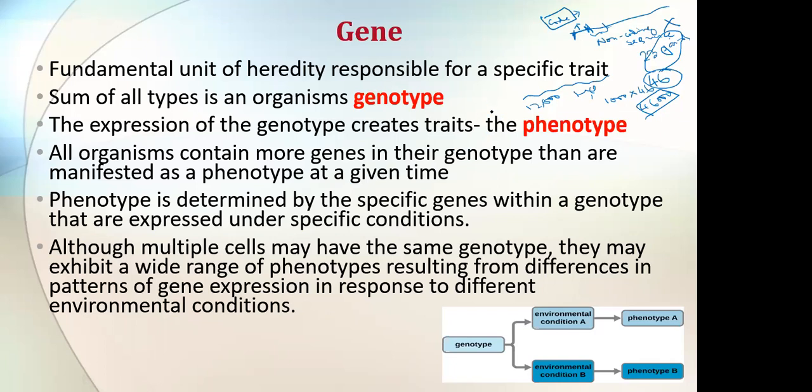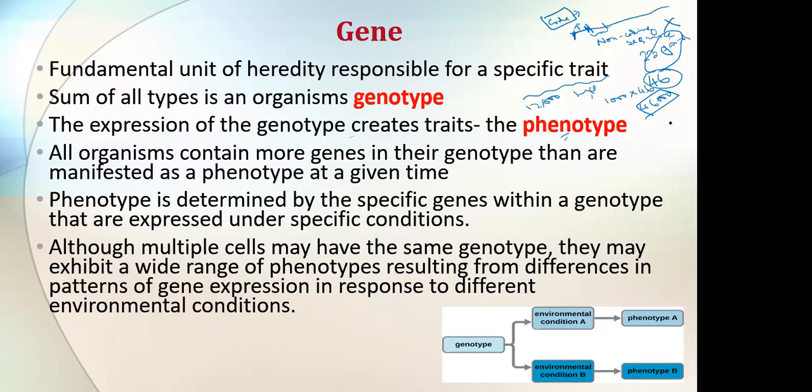The sum of all genes is an organism's genotype. So all this genome, all these genes together, make our genotype. And the expression of these genes is called the phenotype.